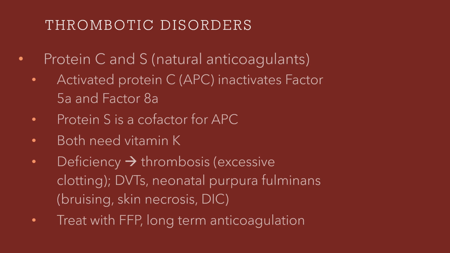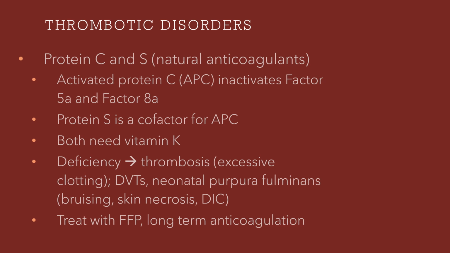So now we'll talk about thrombotic disorders. Protein C and S, these are natural anticoagulants. So activated protein C or APC inactivates factor 5A and factor 8A. And then protein S is just a supplemental cofactor for APC. So S is like a sidekick for protein C, which is an anticoagulant. Both protein C and S are vitamin K dependent. So if you have a vitamin K deficiency, then protein C and S will also be deficient.